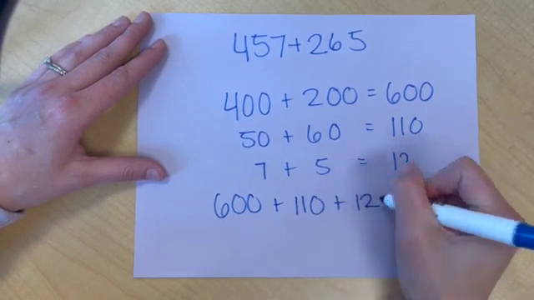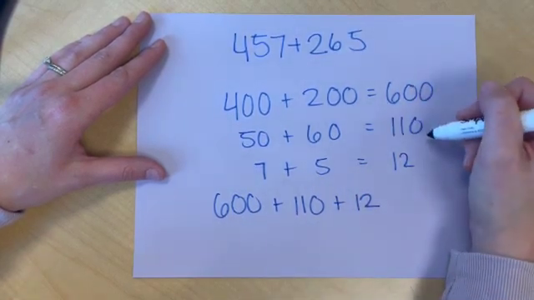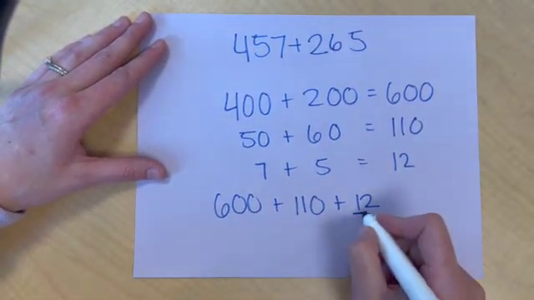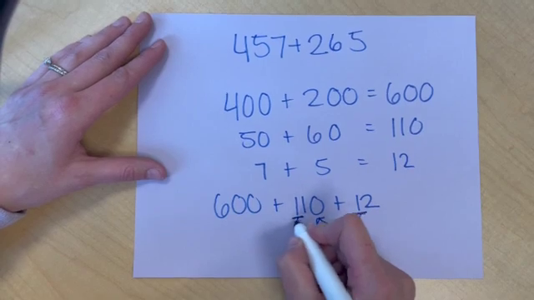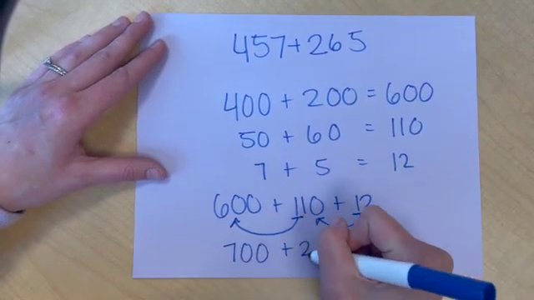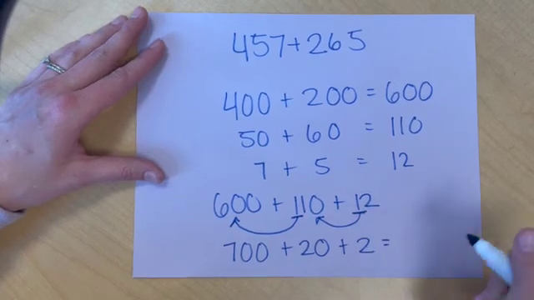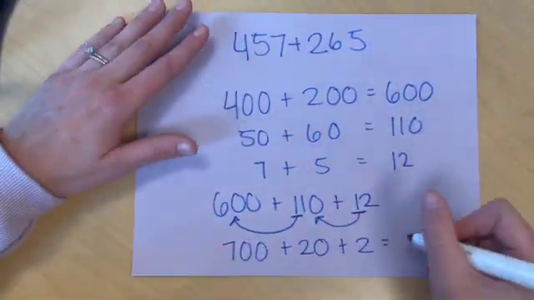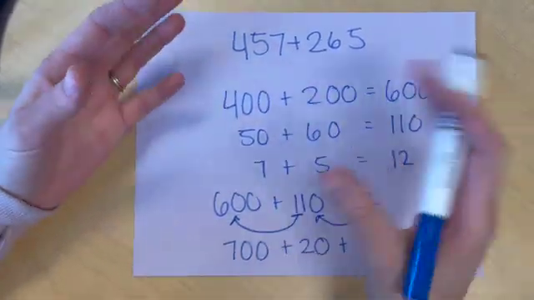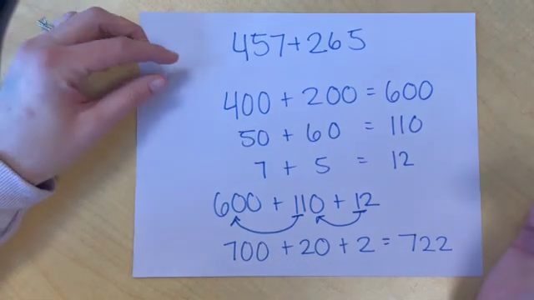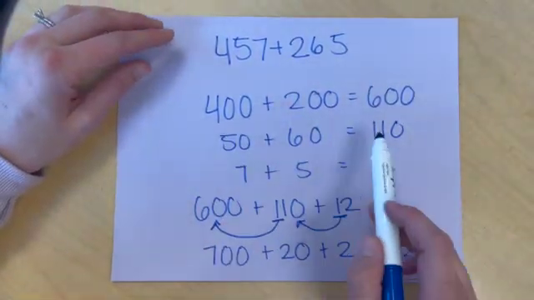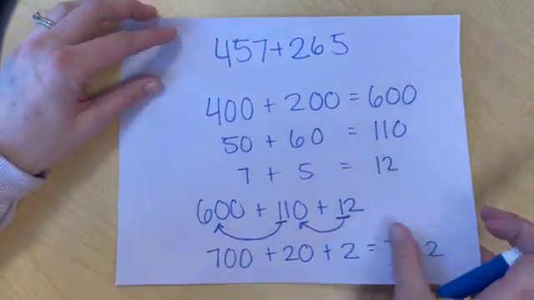Now, if the students want to put 600 plus 110 together first and then add the 12, that's fine too. If they want to move these to where they're supposed to be, they can do that as well. There's no real exact right way to solve these or to use these strategies. Students can put their own spin on them. It's whatever works best in their brain. So that's how I would use place value to help me solve this problem.